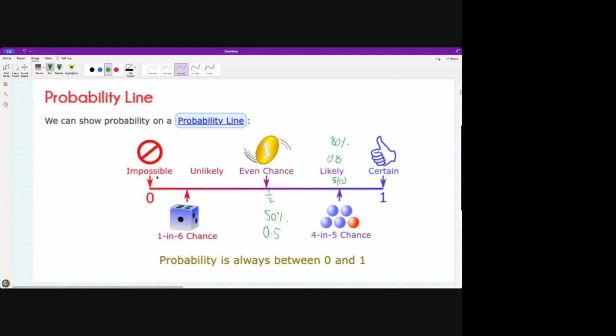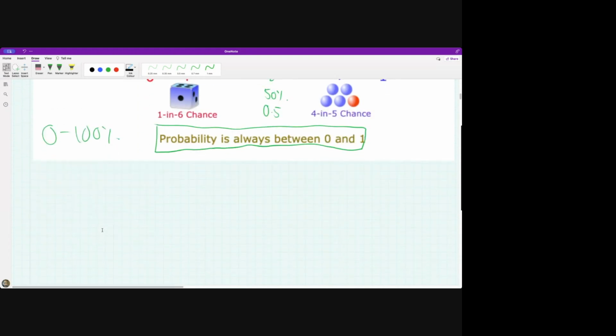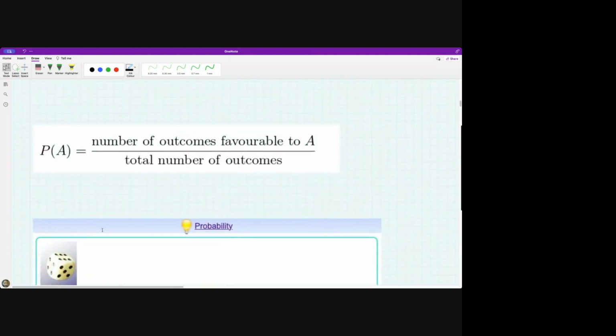It can't happen. And so probability will always be a number between 0 and 1, or between 0 and 100%, or as a fraction or decimal, also between 0 and 1. Okay, so that's the basics. Let's see this in action.